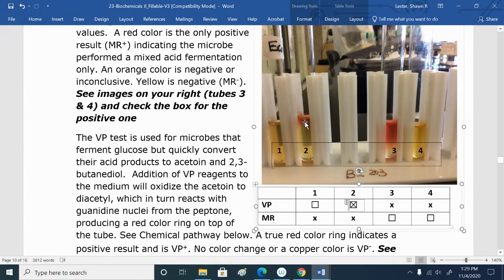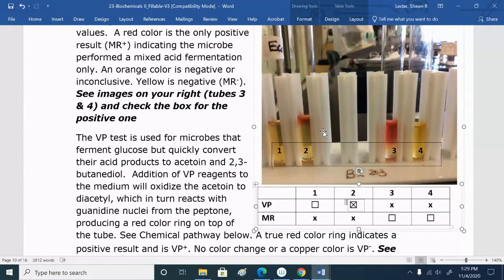and that's a positive VP test. And it is important to leave your tubes undisturbed, so don't mess with them while the color is developing, because if you agitate these tubes, the red color kind of mixes in and fades away, and then you can't see it. So we tell students just to add your Barrett's A and B, mix the chemicals together, and then leave it alone at least 30 minutes, and then carefully observe it after that time.